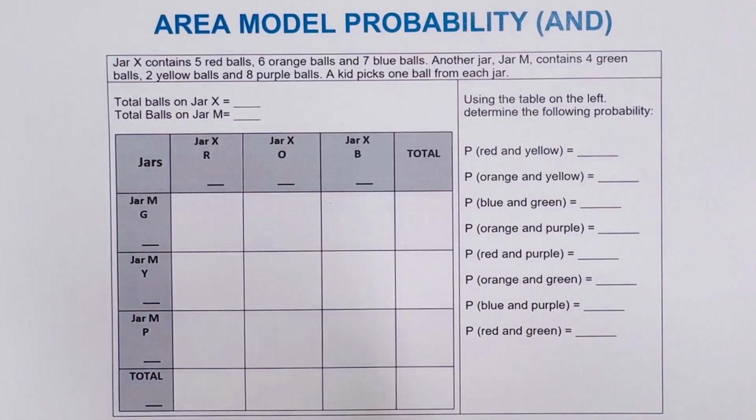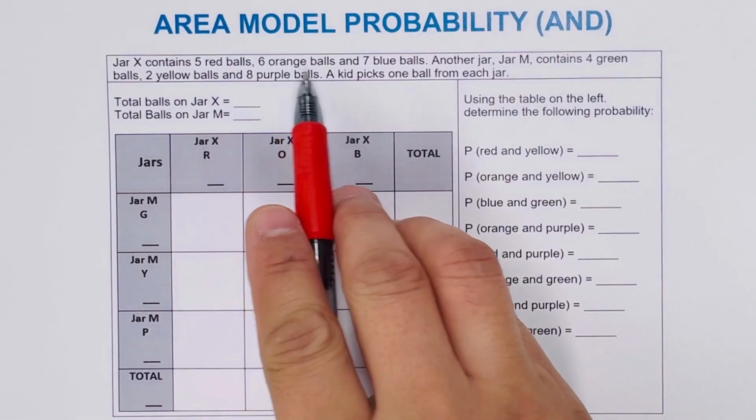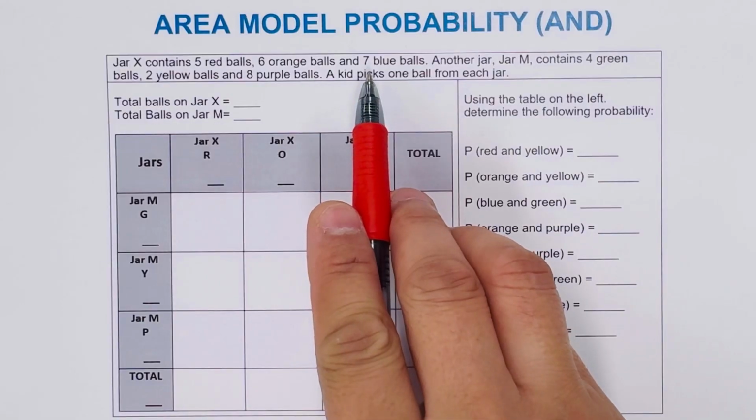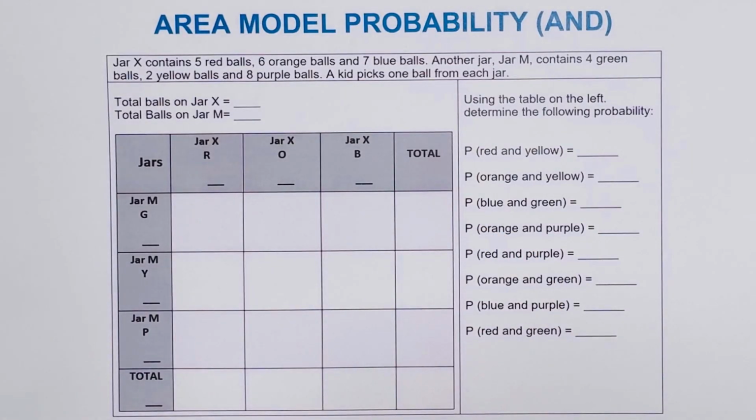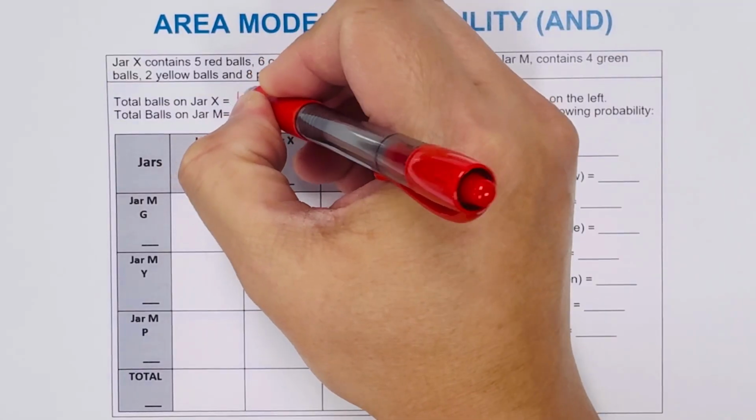Jar X contains 5 red balls, 6 orange, and 7 blue balls. If we add these three numbers, 5 plus 6 is 11, plus 7 is 18. So the total balls in jar X is 18. I'm just going to write that down here.